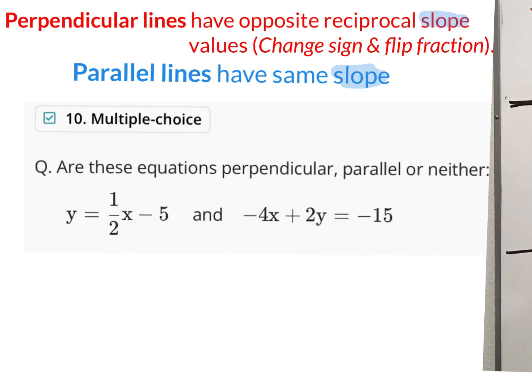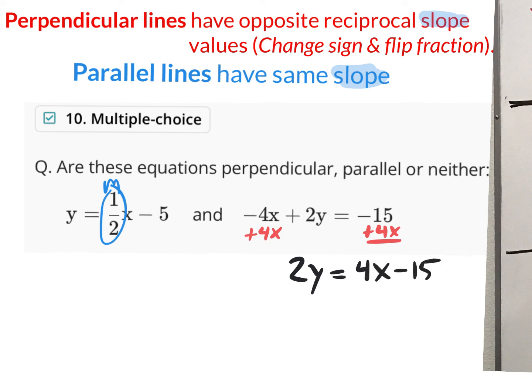Okay, so my first equation is in y equals mx plus b. So I know that my m value is 1/2. The other one is in standard form. I need to get y by itself. So I am going to get rid of the minus 4x first, plus 4x. What I do to one side, I do to the other side. What's my new equation? It is 2y equaling 4x minus 15.